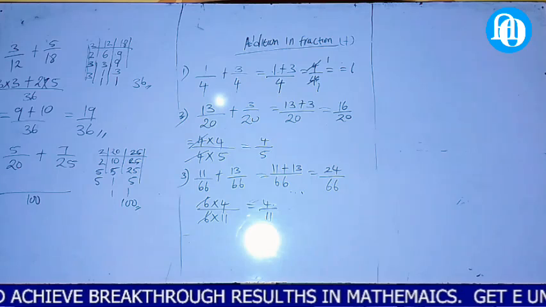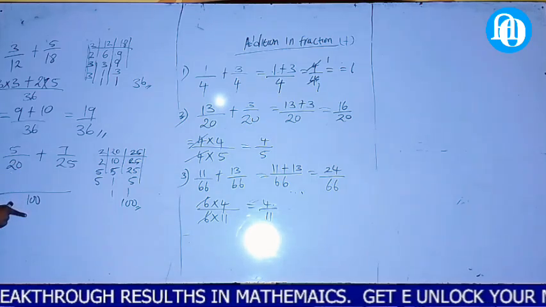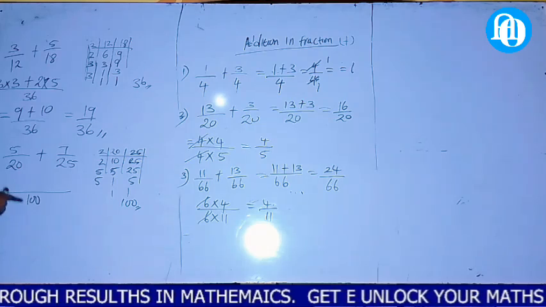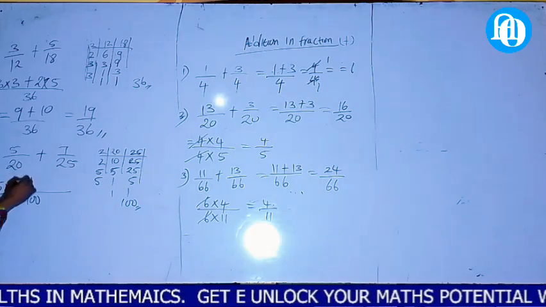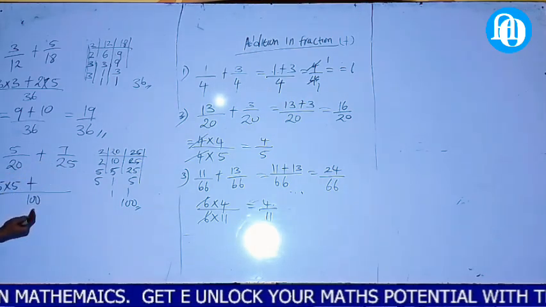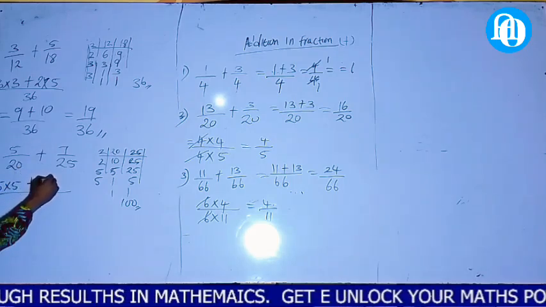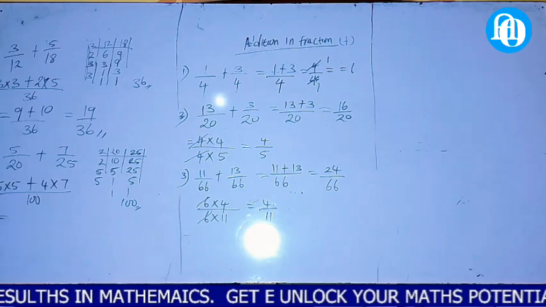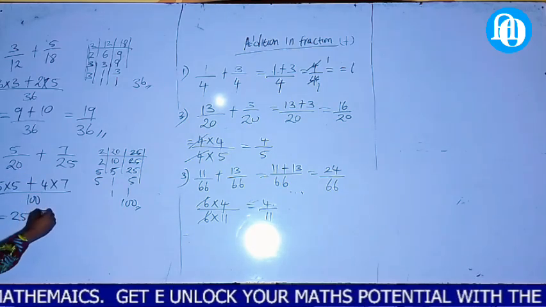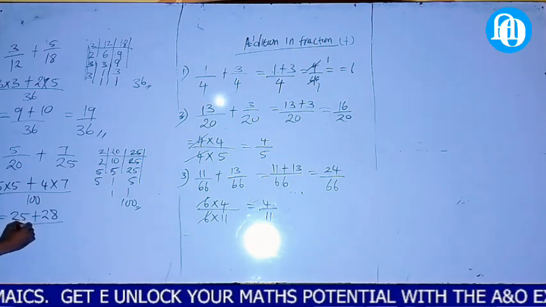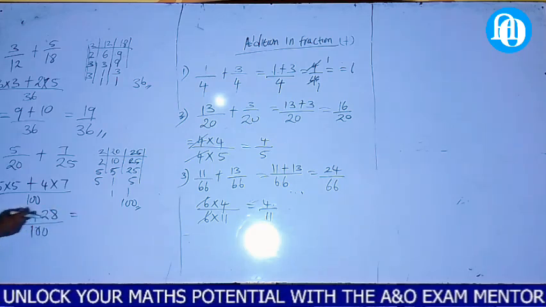Now the LCM is 100. Now this one divided by this. When you divide this one by this, what is the answer you will get? You get 5. And this will now be 5 times 5 plus this one divided by this. Can you tell me the answer? This one divided by this is 4. 4 times 7. Now it will be this one 25 plus this one is 28. Now what is this? That's 0, 0.